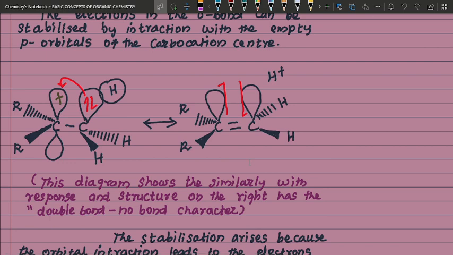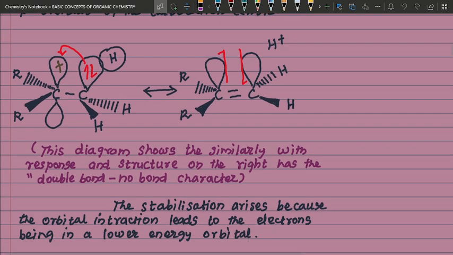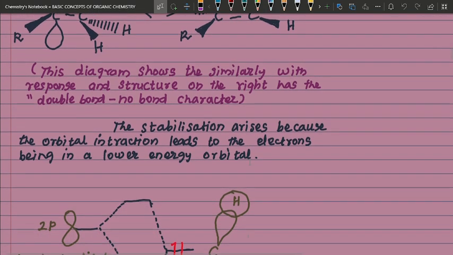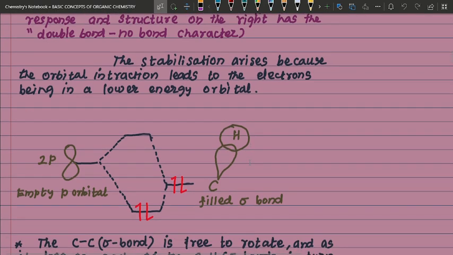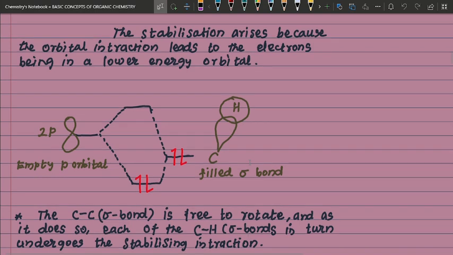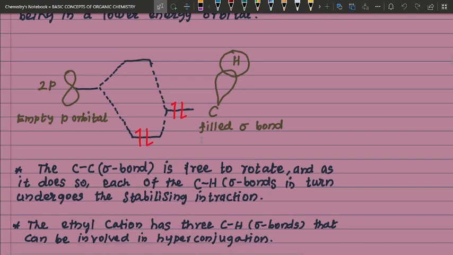Let's see. This diagram shows the similarity with the resonance structure on the right, with double bond, no bond character. The stabilization arises because the orbital interaction leads to the electrons being in a lower energy orbital. See here, this is the empty p orbital. It is a carbon orbital. This is the filled sigma bond. Let's see below.